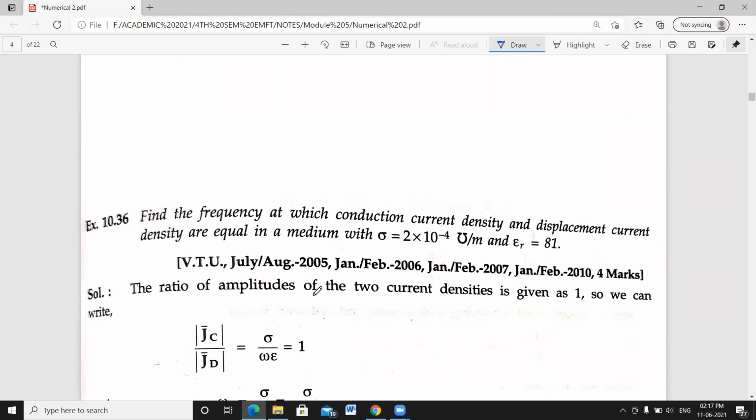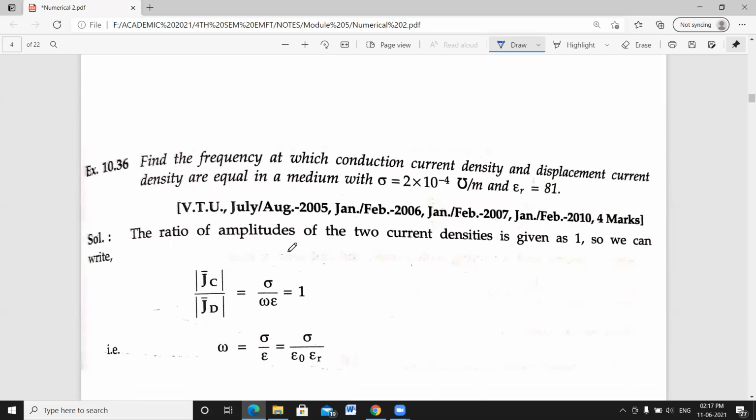The next question is asked many times repeatedly. Find the frequency at which the conduction current density and displacement current density are equal in the medium with sigma equal to 2 into 10 to the minus 4 mho per meter, and epsilon R equal to 81. The ratio of amplitudes of the two current densities is given as 1.